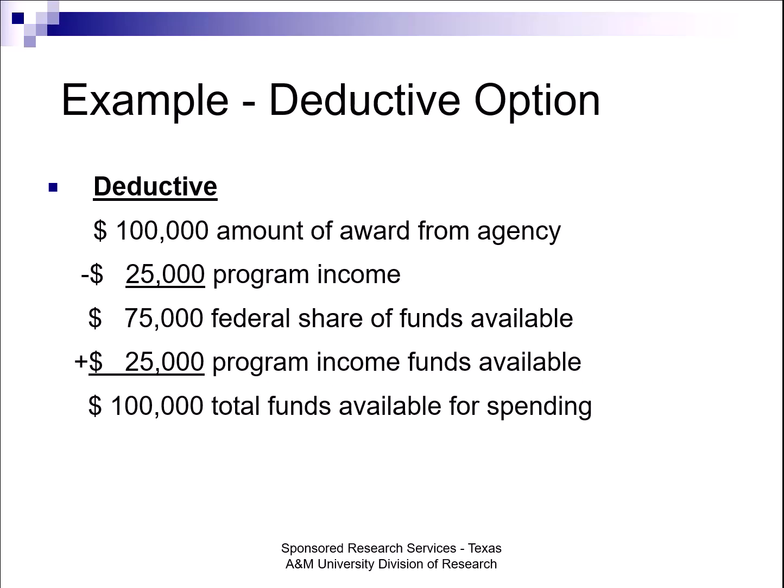Here's an example of the deductive option. In this example, $100,000 is the amount of the award from the federal agency. The recipient earns $25,000 of program income. That's deducted from the award amount to come up with the federal share of funds available, which is $75,000. The recipient's able to use the $25,000 of program income to further the program, giving a total of $100,000 funds available for spending on the program.